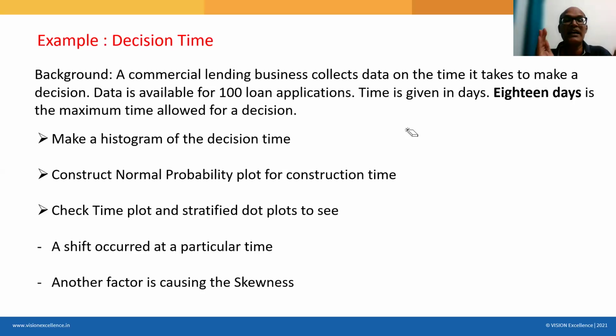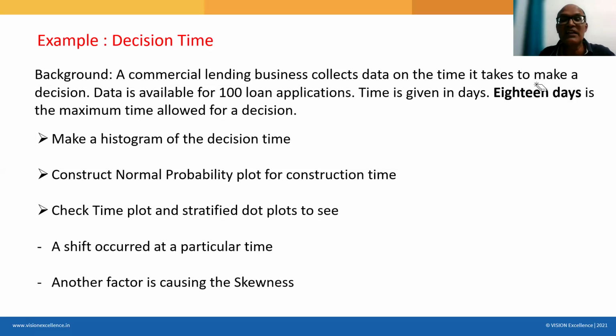Within 18 days, they have to process their data, and they have to see whether your process is capable. If all the data is coming within 18 days, then they consider it as a good process, because ultimately we are talking about a specification limit, right? So the upper specification is given as 18 days. What is the lower specification here?